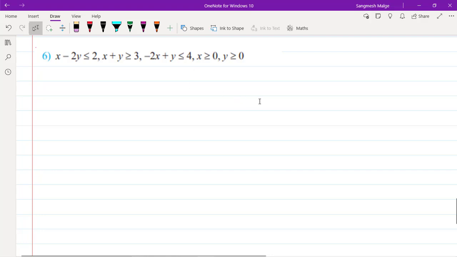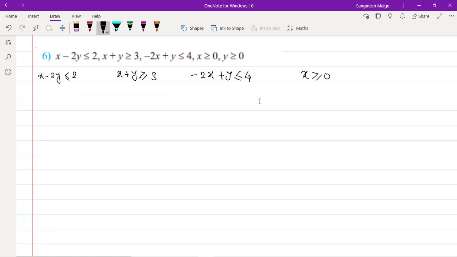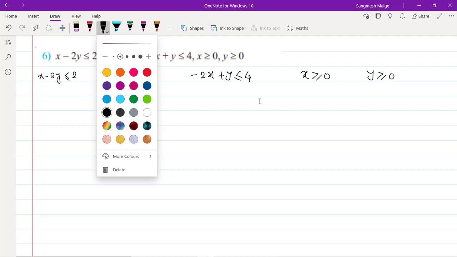So it is nothing but x minus 2y less than or equal to 2, x plus y greater than or equal to 3, minus 2x plus y less than or equal to 4, x is positive and y is also positive. Don't worry about these negative signs. These are just very simple concepts.